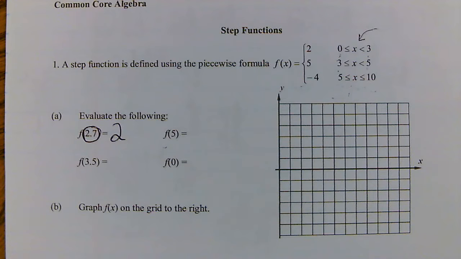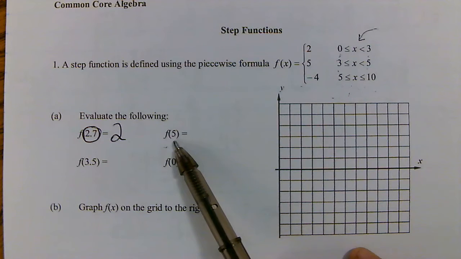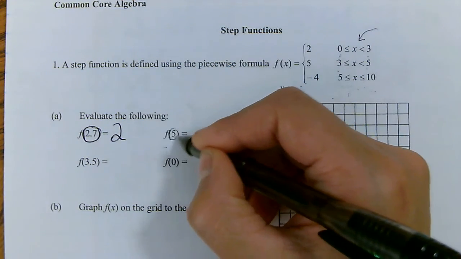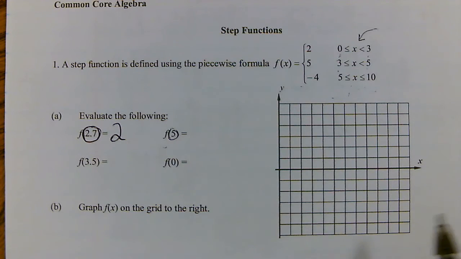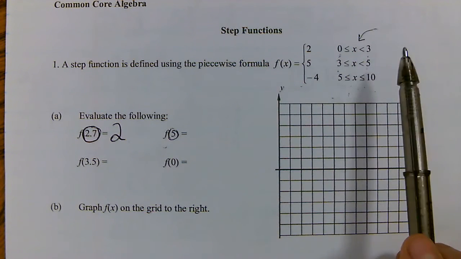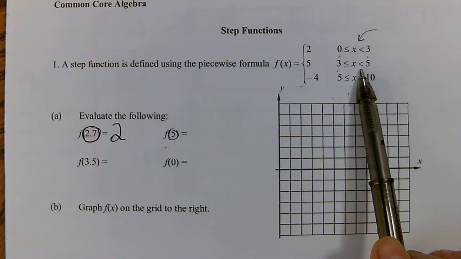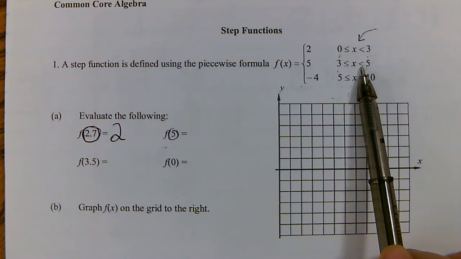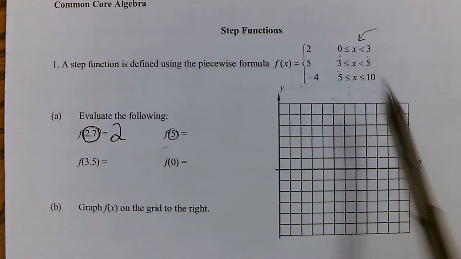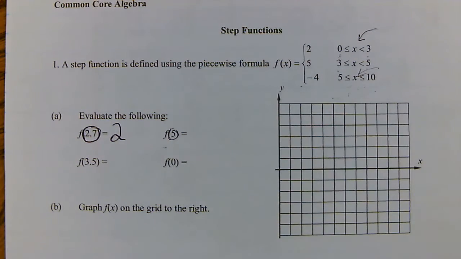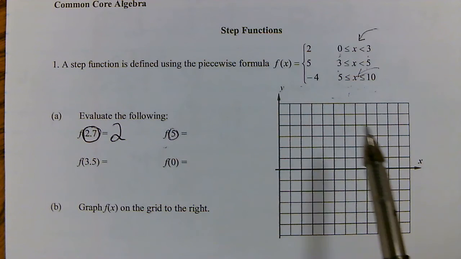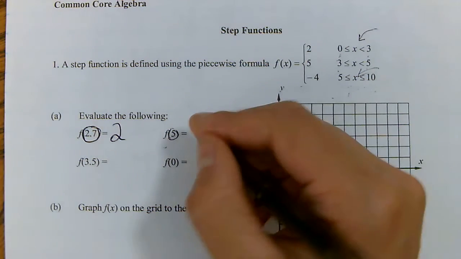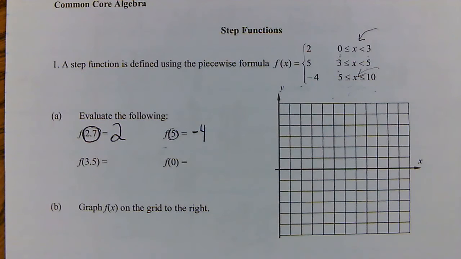Let's try another one. Let's evaluate if x is 5. So if x is 5, in what range is it going to be? Well, I would put it here, but this is less than or equal to 5. Sorry, less than 5. This one's less than or equal to 5. Since it's less than 5, it doesn't quite hit 5. So I'm actually going to be looking in this one. So this is the range that 5 is going to sit in. So if x is 5, then this is going to equal -4.